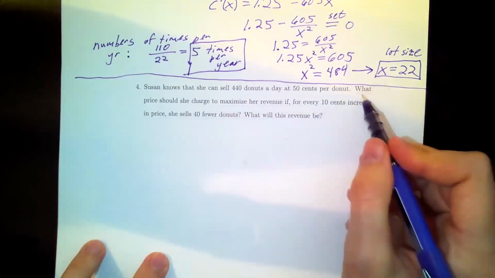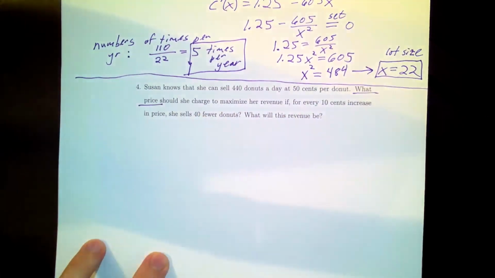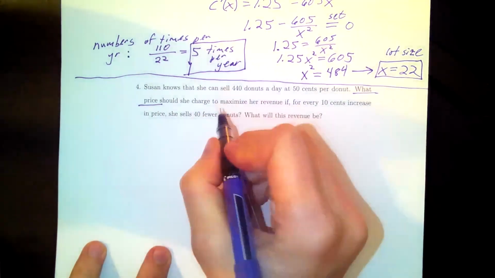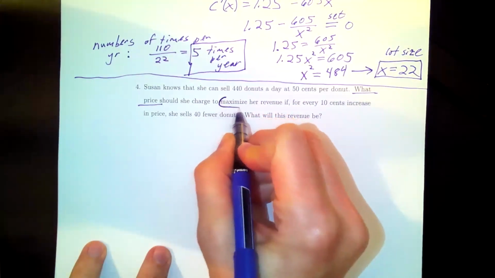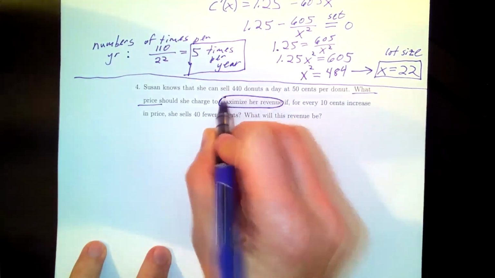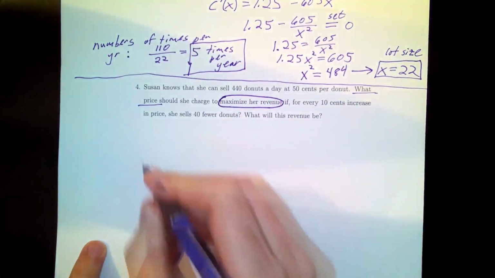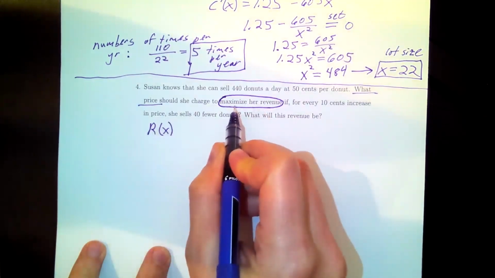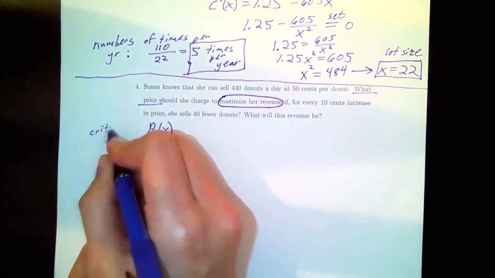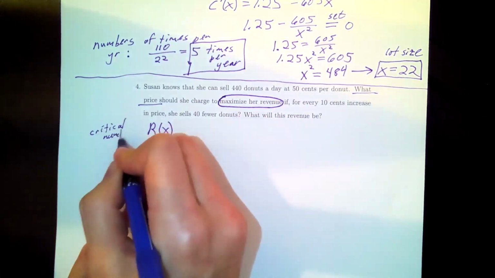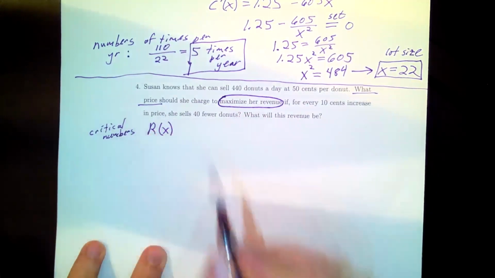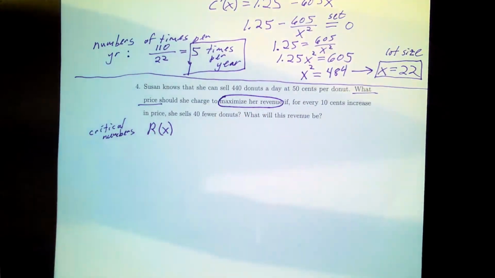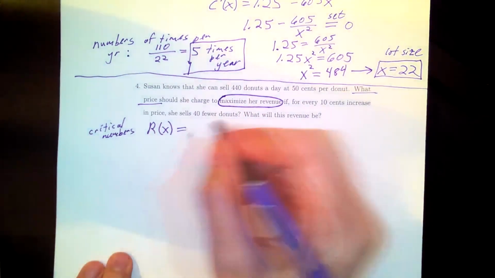Okay, so they're asking what price, how much should she charge to maximize revenue? Now, the terms that we should really latch onto here is the word maximize revenue, because that tells you exactly what function you're dealing with. That means revenue is the function that we're going to build, and if we're going to maximize it specifically, I want the critical numbers of this thing. I want critical numbers of revenue, which means they'll be taking the derivative of revenue, setting it equal to 0, and so on. So I'm dealing with revenue.